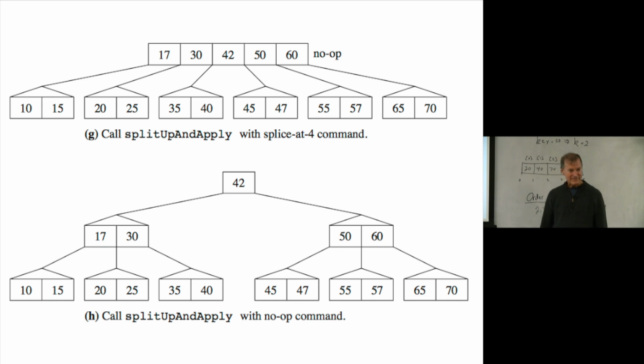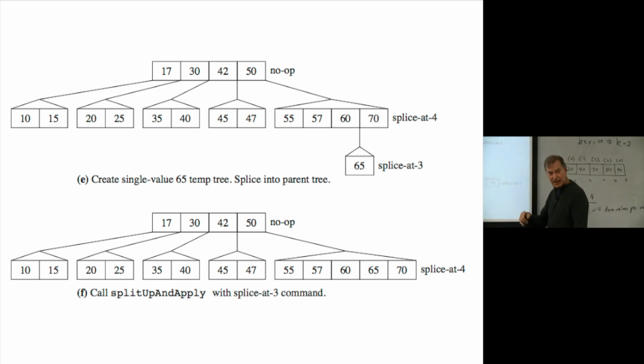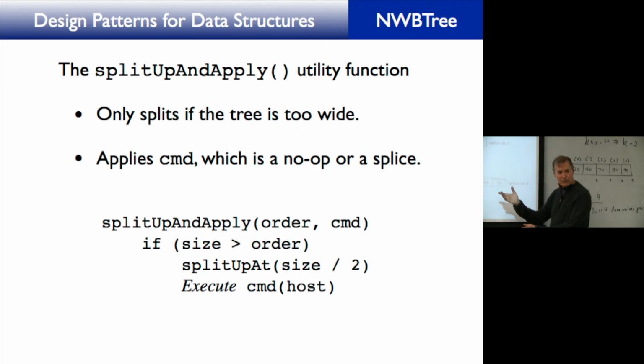Yeah, question. Back on the previous one. So when we're on part F of the figure. Part F, yes. So we are calling split up and apply, and first we do split up at size over 2. So we're splitting up at the 60. Does that single command put it up there, or does it just separate it? Okay, what happens is the split up at size divided by 2, imagine this. I didn't actually do the individual ones. Yeah, I could have drawn more figures, intermediate steps.